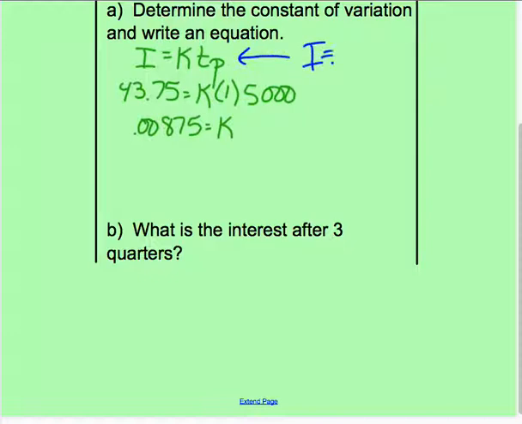Writing the equation, going back up again, this generic equation, all we're going to do is replace the constant of variation times time times the principal. And then we can use that equation to answer our question. What is the interest? So I is what we're looking for.